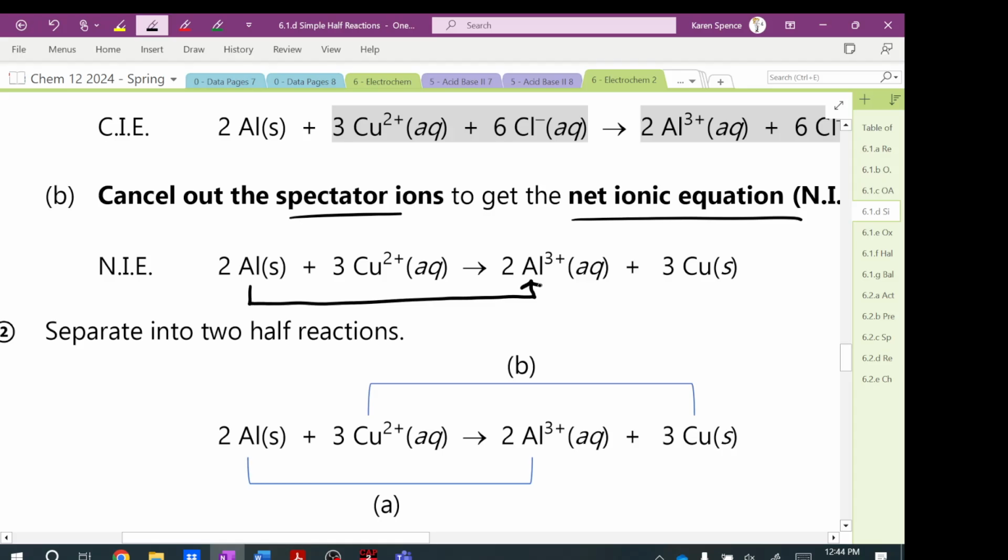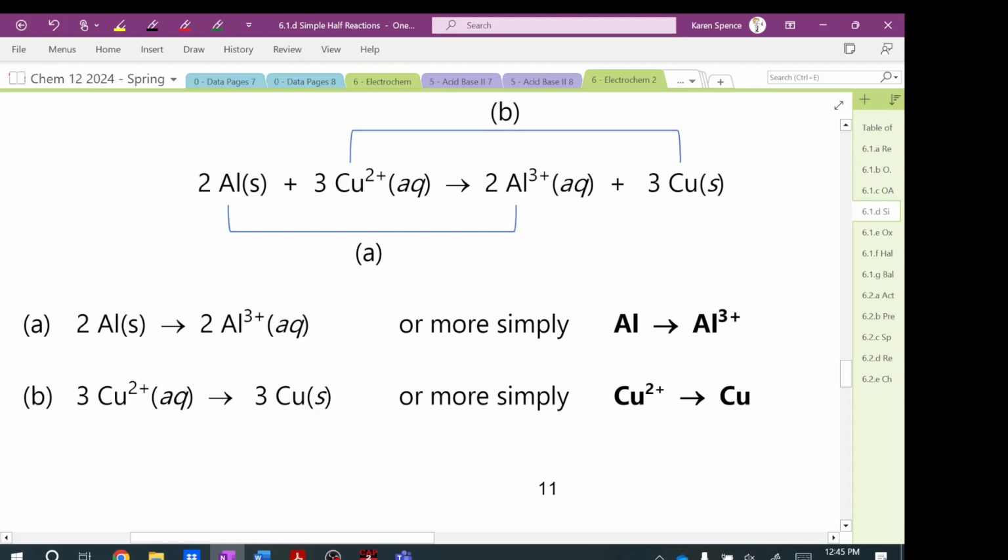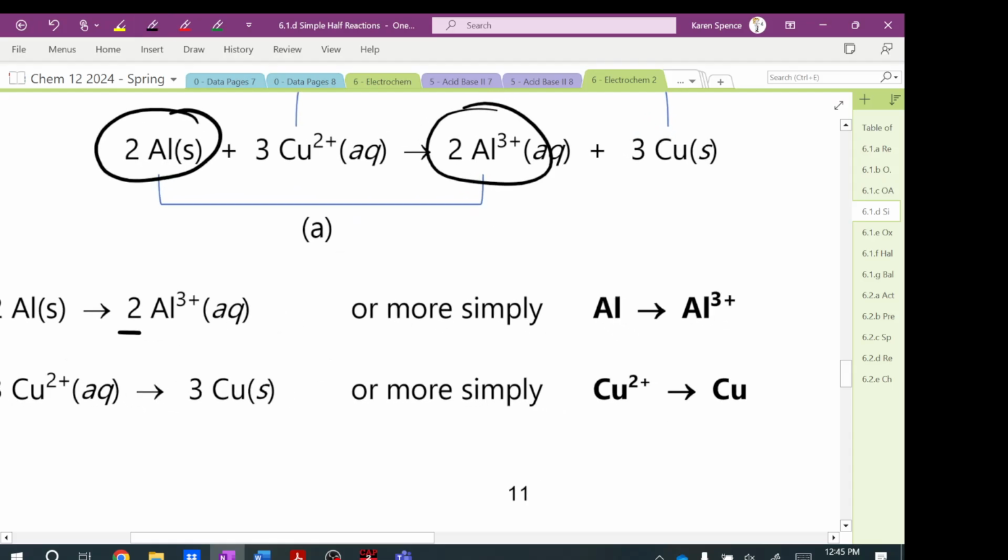So we have aluminum going to aluminum 3+, and we have copper 2+ going to copper solid. So basically you're just trying to get rid of any spectator ions in there in order to write the two half reactions, because spectator ions have no place in half reactions. So we have 2Al solid going to 2Al3+, but more simply, we could just write it as Al goes to Al3+. Yes, we can get rid of our coefficients. Cu2+ goes to Cu. All right.